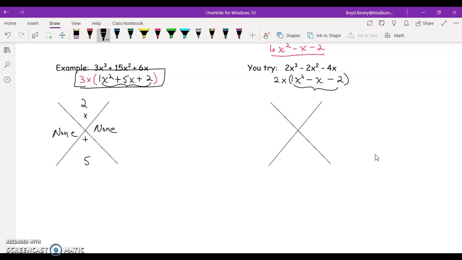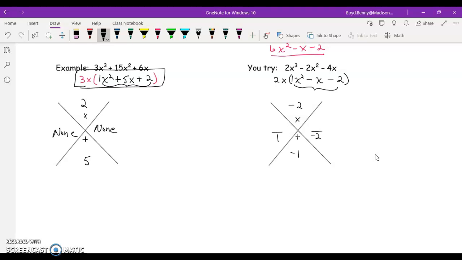Again, this is a 1, so negative 2 times 1. I need a product of negative 2 with a sum of negative 1. Well, we know that 1 times 2 is 2. We'll make that smaller so we got some room to write our fraction bars in there. 1 times 2 is 2. I need the sum to be negative, so it has to be 1 times negative 2. Put my fraction bar in there.